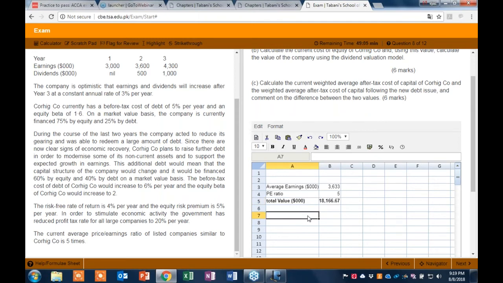You just need to pick up the earnings, but remember the earnings should be for a particular year. In case we have earnings for several years in the future, we'll take the average as we did in this case. But usually in the exam question, you will be given the earnings per share or the earnings of the company for a particular year, and it should be the latest year. So we'll assume that in the future, the earnings will continue to be at the same level and we'll multiply it with the PE ratio to get the total value of the company. Is it clear?